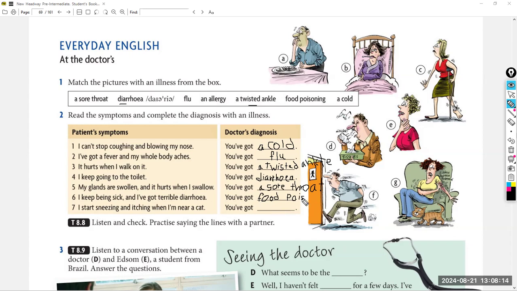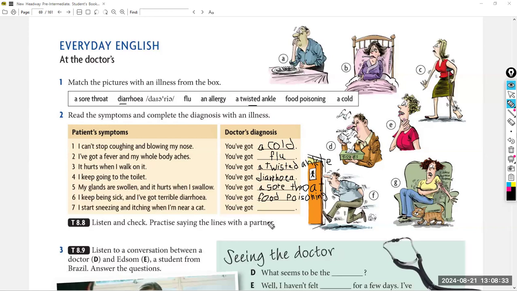Poisoning. Okay. O-N-I-N-G, poisoning. The next or the final diagnosis is, I start sneezing and itching when I'm near a cat.